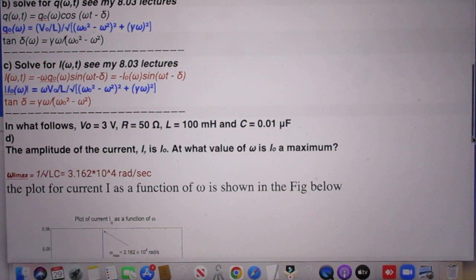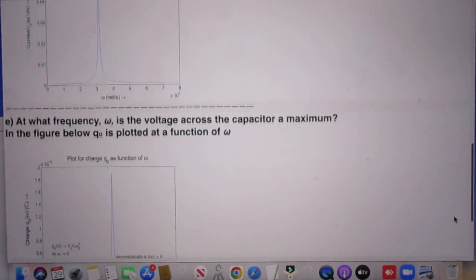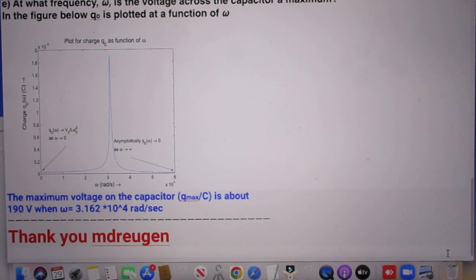Now comes the worst of all. At the very end, I wrote the maximum voltage on the capacitor is Qmax divided by C. Now, if you look here in my plot, the maximum value of Q is roughly 1.9 times 10 to the minus 6. And if you take 1.9 times 10 to the minus 6 and you divide that by 10 to the minus 8, which is the value of the capacitor, you get about 190 volts.